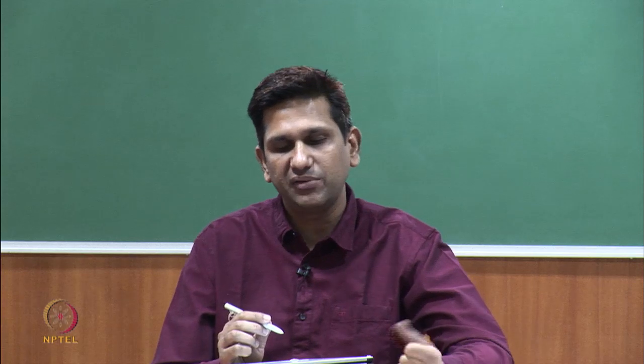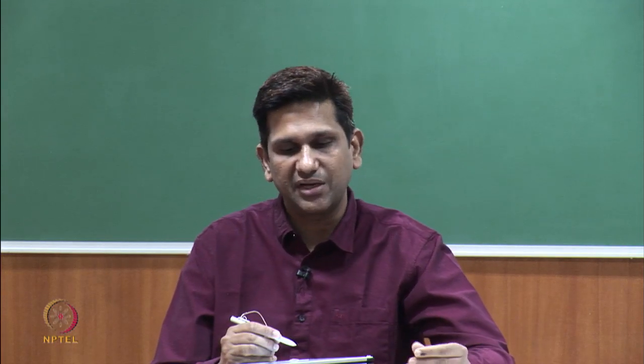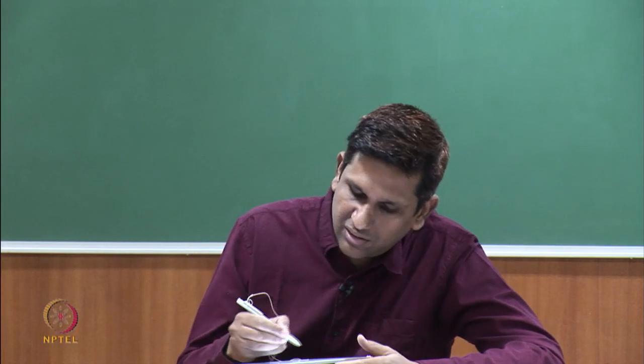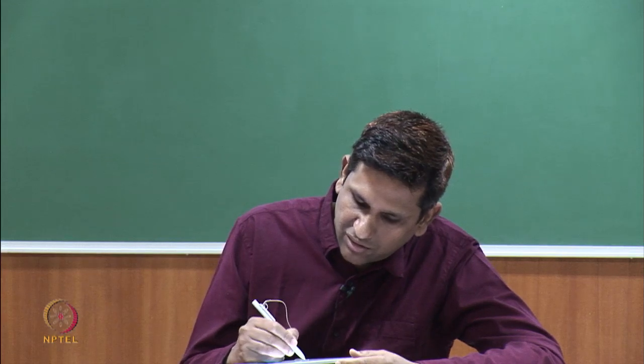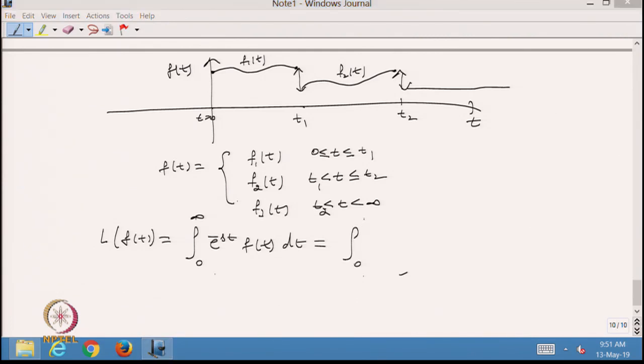Now, you know that in the Laplace transformation we are dealing with integration, and for integration, even if the function has a jump discontinuity, we are able to take the integration. So, suppose I want to take the Laplace transformation of this function f(t). It will be the integral from 0 to infinity of e raised to power minus s t f(t) dt. Because of the properties of integration, I can split this integration from 0 to t1.